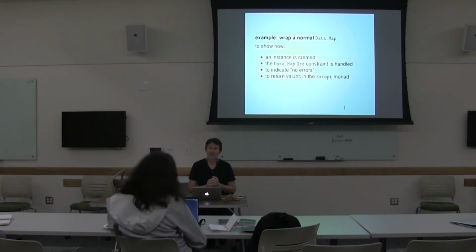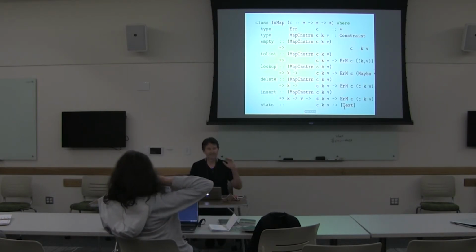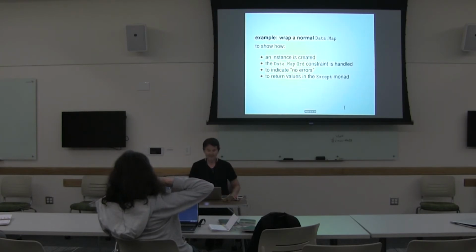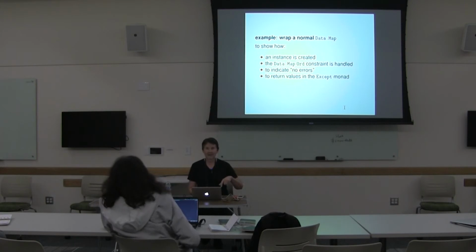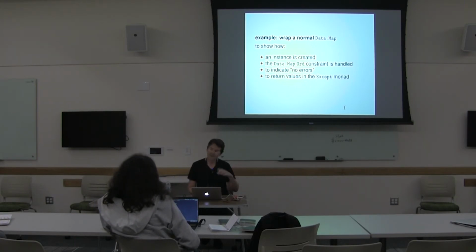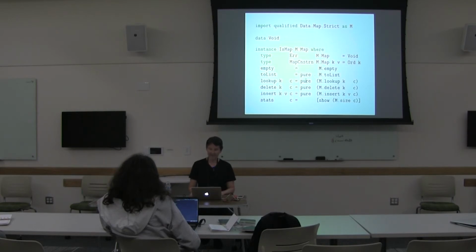Okay, so now we're actually going to build a few. That was the type class definition, and now we're going to build a few instances. The first one is real simple, and I'm just going to wrap the existing Data.Map with this type class. I'm going to make it an instance of this type class. And that's the main point of this, to show how an instance is created and to show how you specify the Ord using that type level function, and also how you indicate no errors and how to return values in the Except monad.